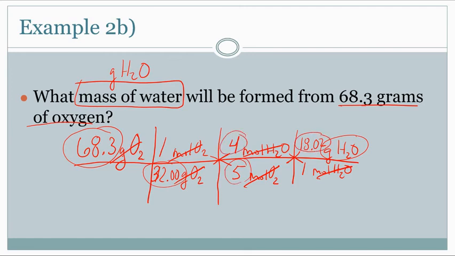Okay, so when I put that into my calculator, the way I go in order: 68.3 divided by 32 equals, times 4 divided by 5 equals, times 18.02. It's exactly how I plug it into my calculator. I'm going to answer in 3 significant figures because that's what I'm given. 30.8 grams of H2O in this problem.